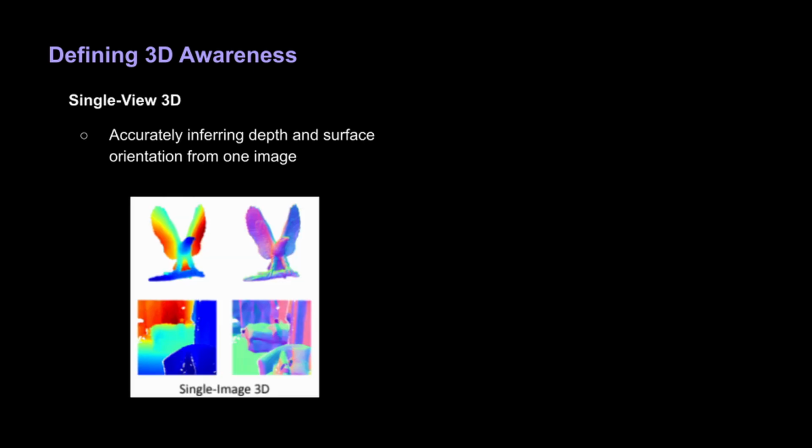First, we need to define what is 3D awareness. In this work, it is defined by two core capabilities. The first one is single-view 3D surface reconstruction. This is the capacity to infer depth, surface orientation, and overall geometry from a single image.